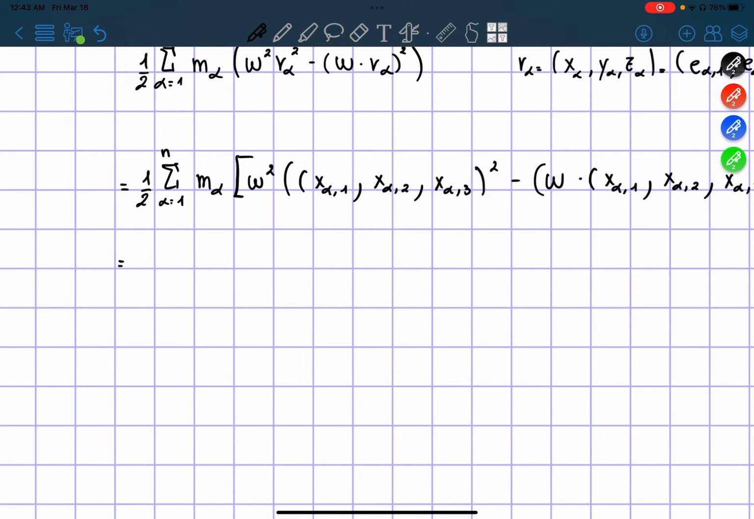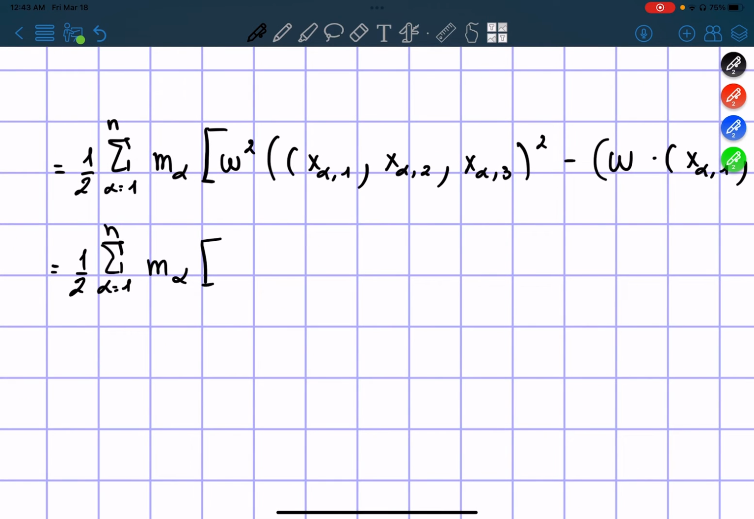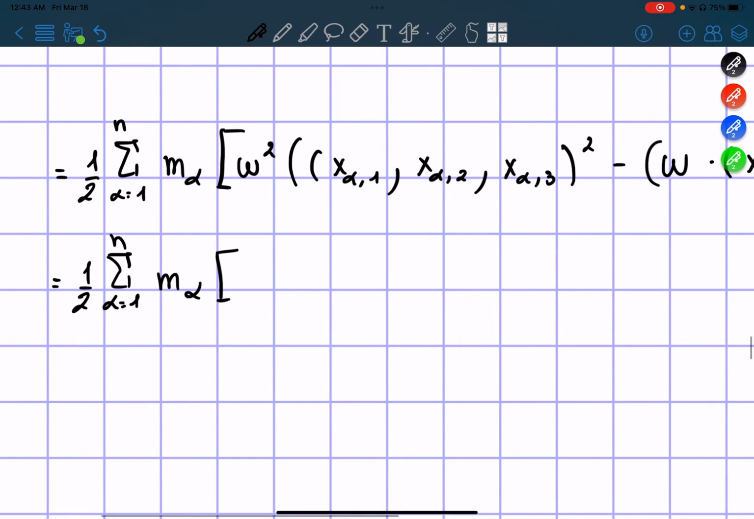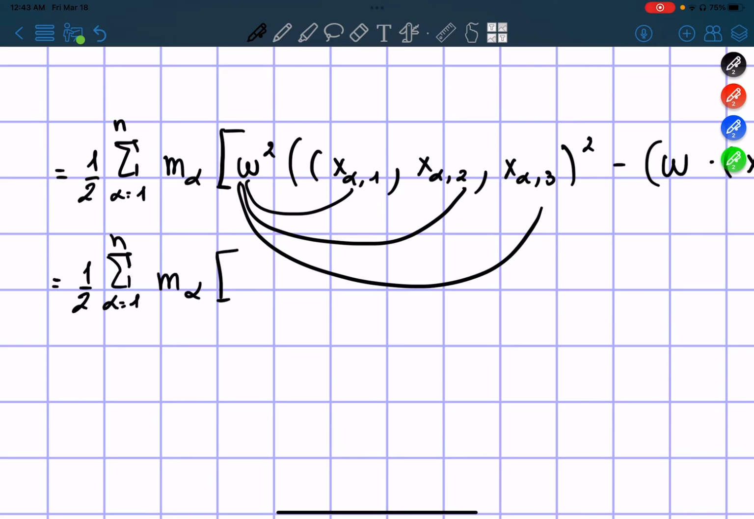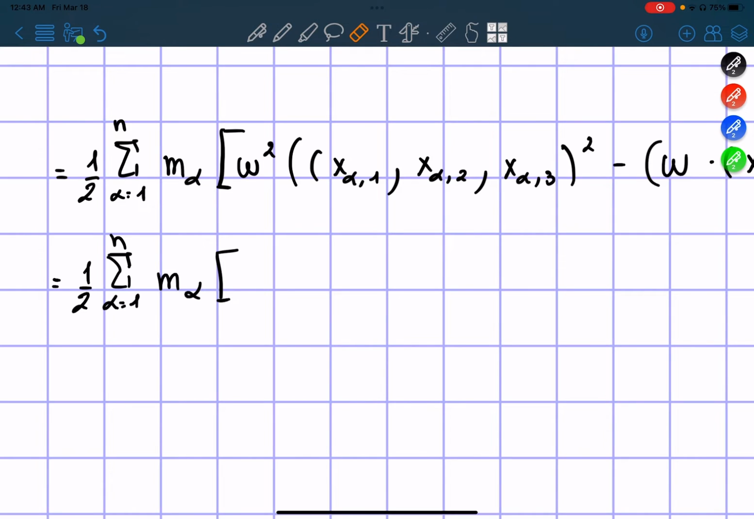Now let's write it in a little bit easier way. One half, summation from α equals 1 to n of m_α. And then we're going to have the α that has to be applied to every single one of these. Therefore, we're going to have the ω applied to every single one of these. So we're going to have the summation in terms of i of ω_i squared, that multiplies what?